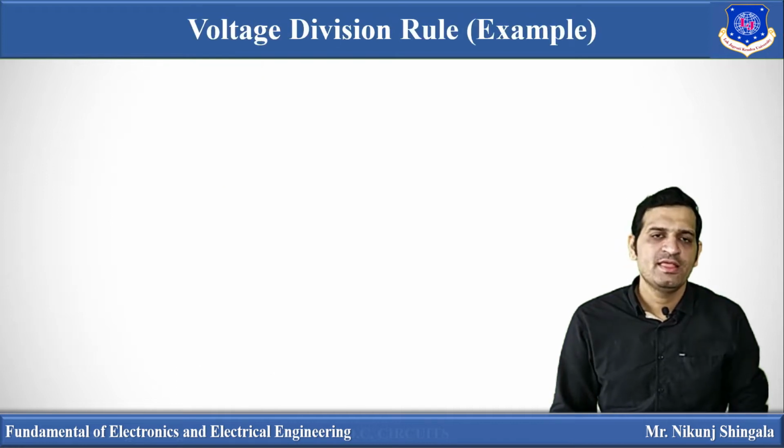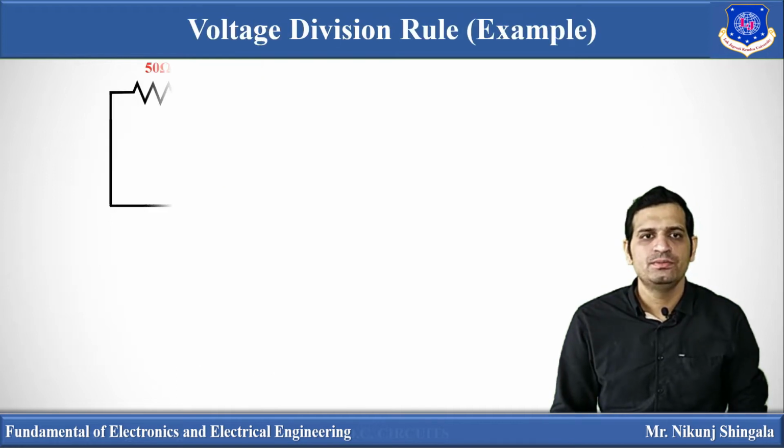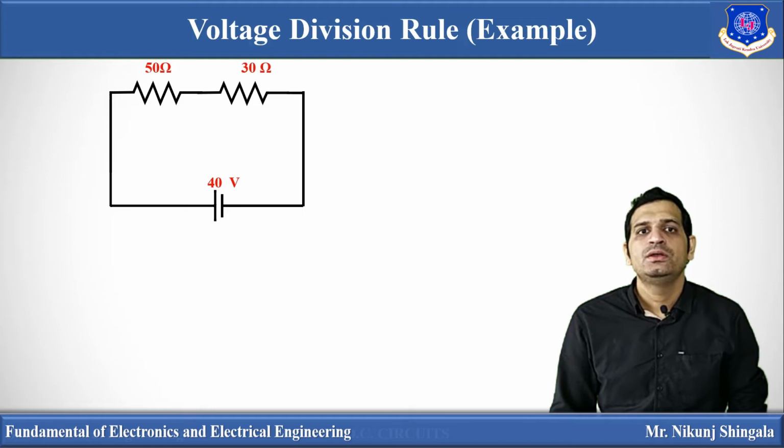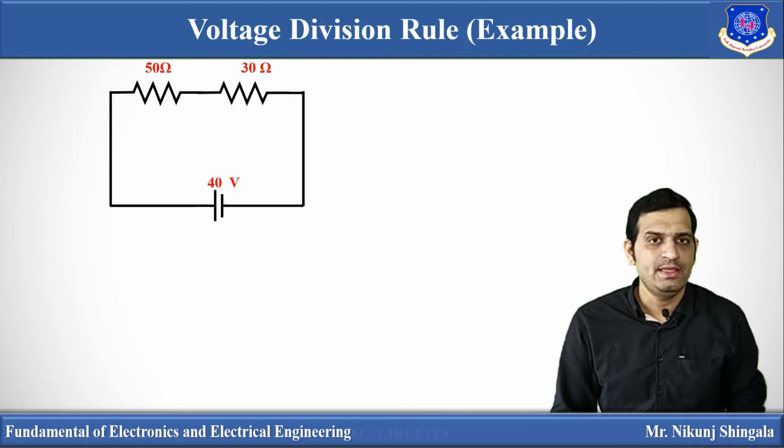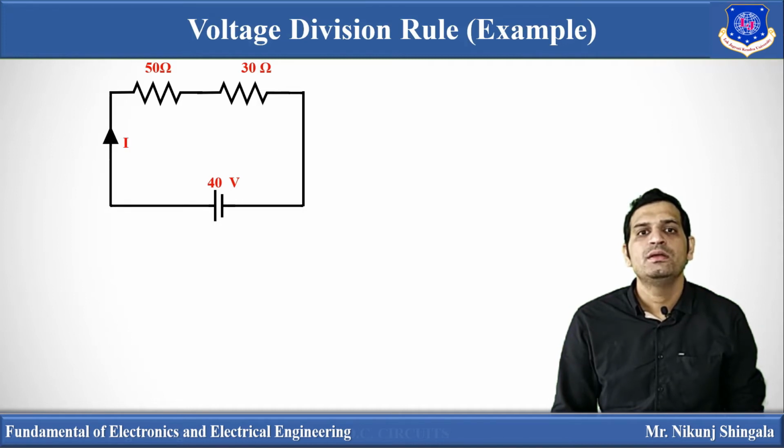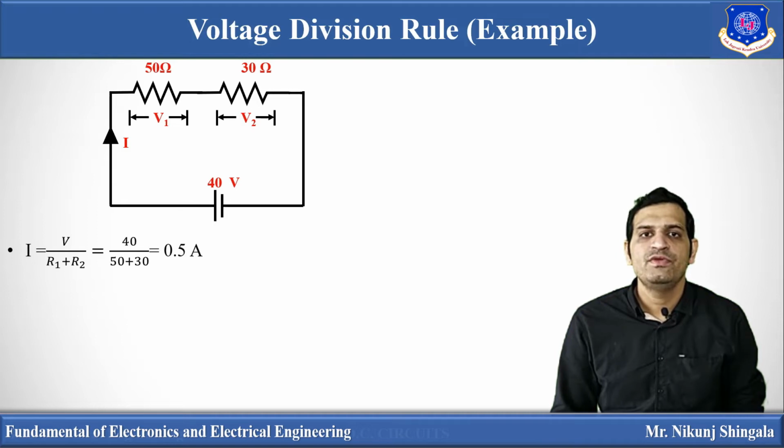Now let us take one example based on the voltage division rule. So here you can see two resistors, 50 ohm and 30 ohm, are connected in series across a 40 volt battery, and because of that some current will start to flow. In this example you have been asked to determine the voltage across each resistor and the total current. So the total current I is given by V divided by R1 plus R2. The battery is 40 volt divided by 50 plus 30. So the total current of the circuit is 0.5 ampere.